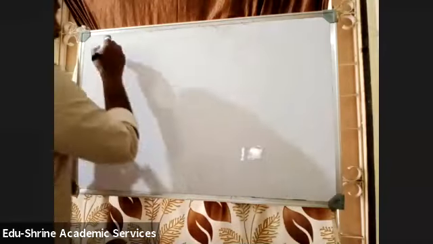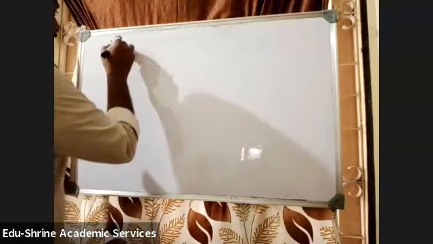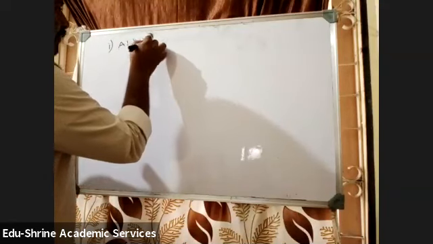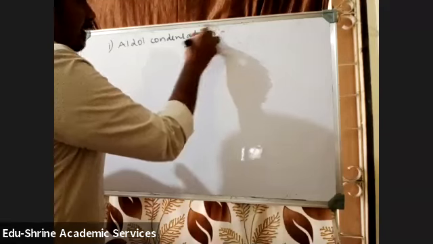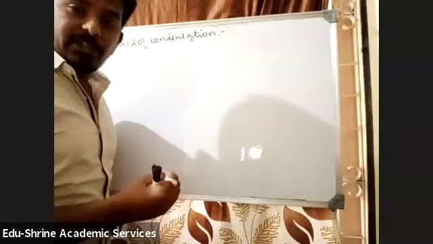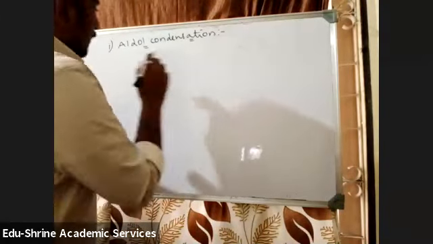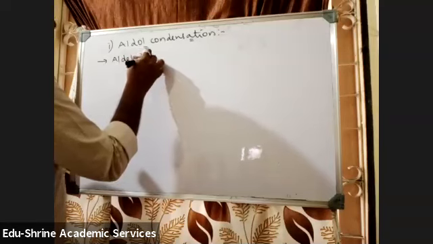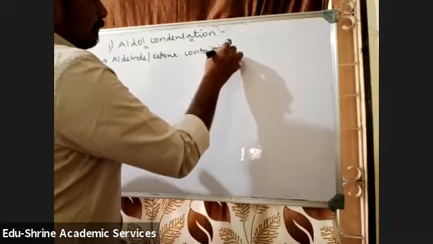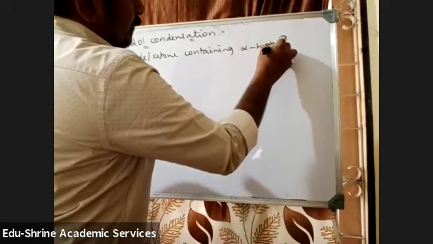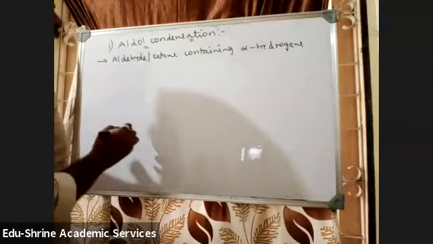So coming to the first reaction here. The first reaction is called aldol condensation. Let us write down what you mean by aldol condensation. Then we'll go through the examples. So what do you mean by aldol condensation? Aldehyde or ketone containing alpha hydrogens.